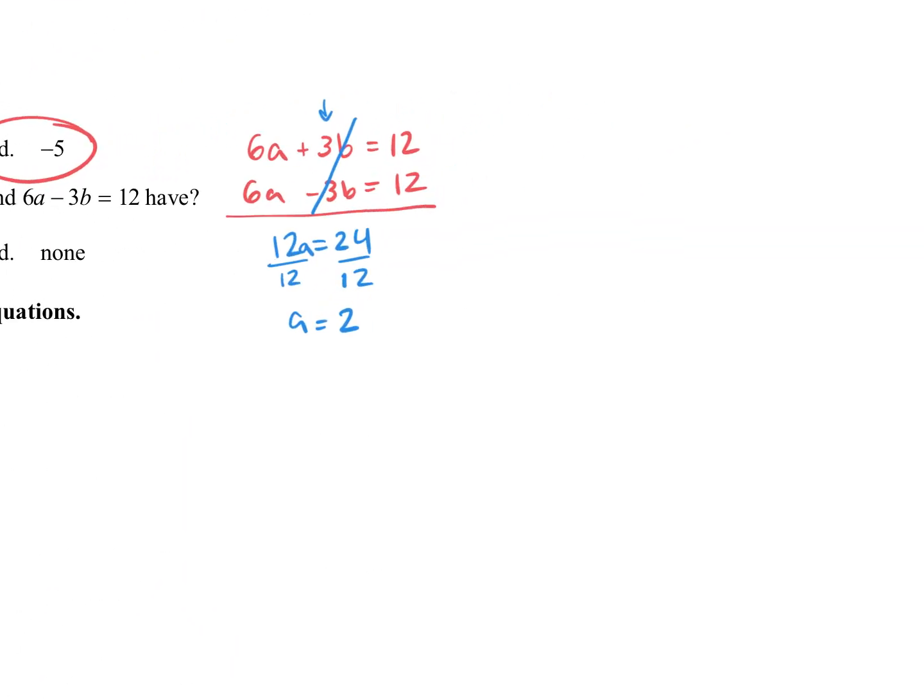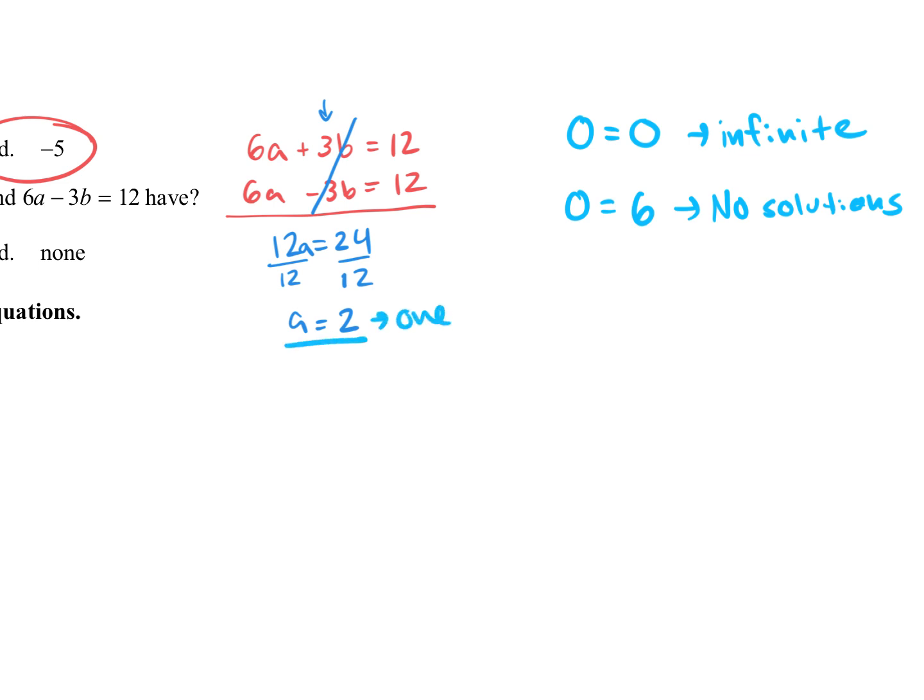If we were combining these together and we get 0 equals 0, this would mean we have infinite solutions. If we get, let's say, 0 equals a number, 0 equals 6, something that's not 0. Does 0 equal 6? Nope. So this would be no solutions. So if you get an answer, this is one solution. If we had 0 equals 0, that'd be infinite solutions. Or if 0 equals a number, that would be no solution.